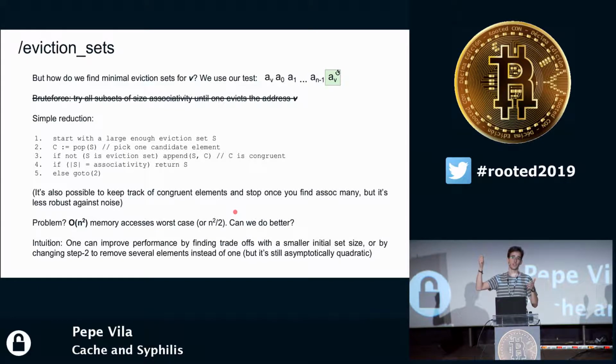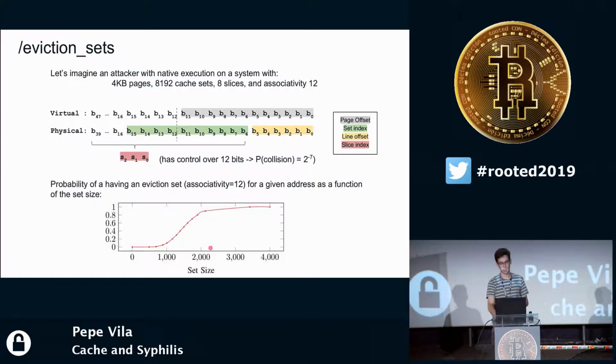So what you learn is that the address you got is part of the minimum eviction set. So you use it and you repeat it. You repeat the process until you find the associativity of addresses and you have a minimum size eviction set. But if you look at the cost of this algorithm, it is bad because it's very difficult.